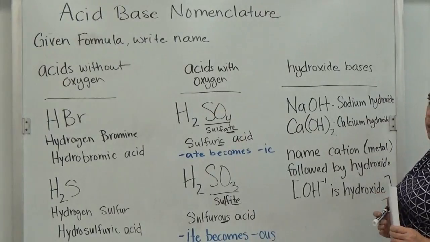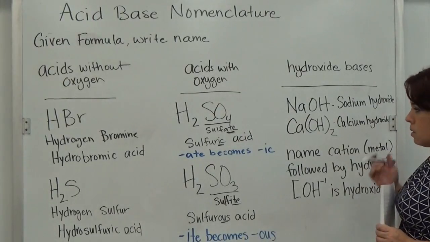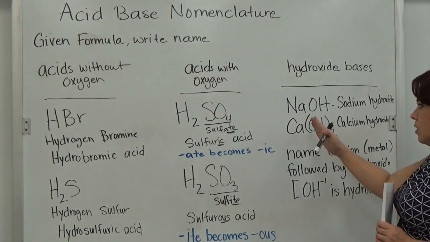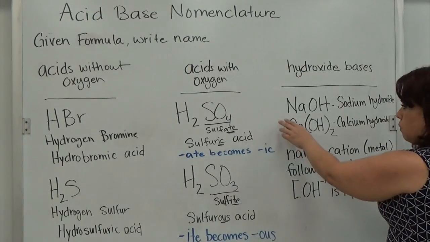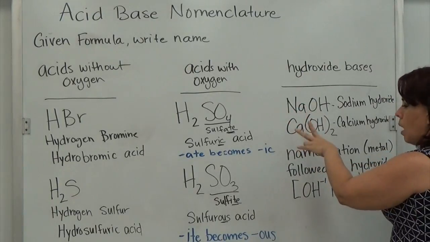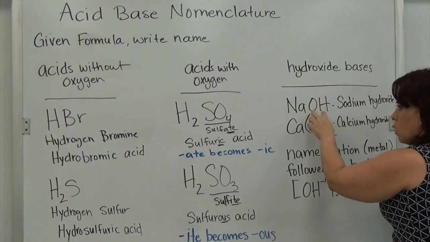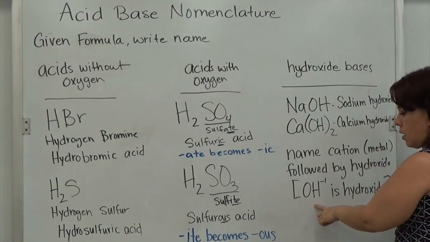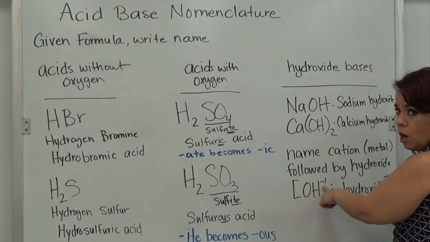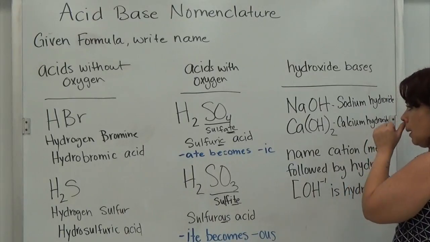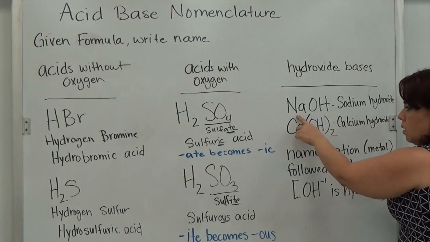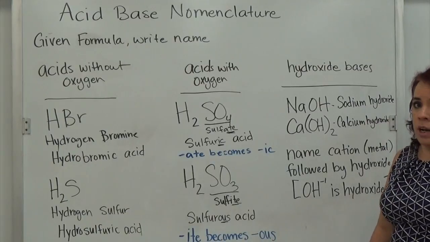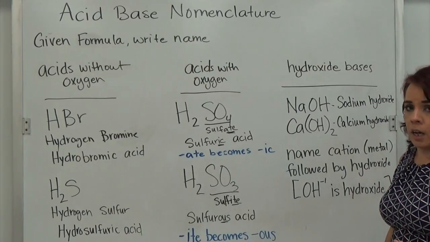The last compound is our hydroxide base. Now, given a hydroxide base, you will see in the formula a metal bonded to a hydroxide. So this OH here is hydroxide, okay, and it has a -1 charge. So when I name it, I just name the metal and follow it by the word hydroxide, just like I named any other ionic compound.